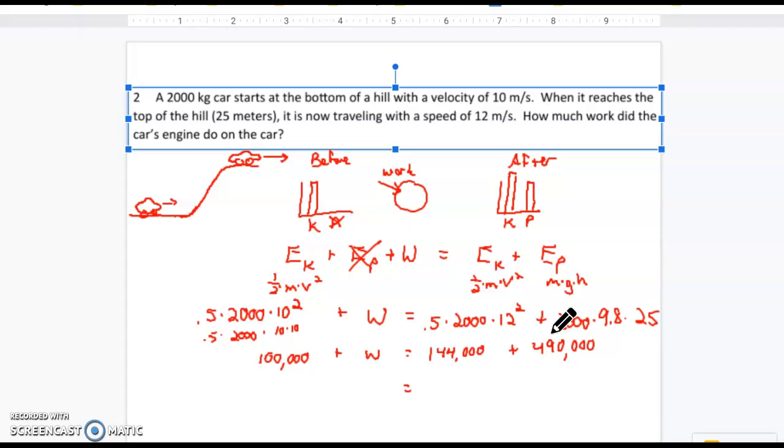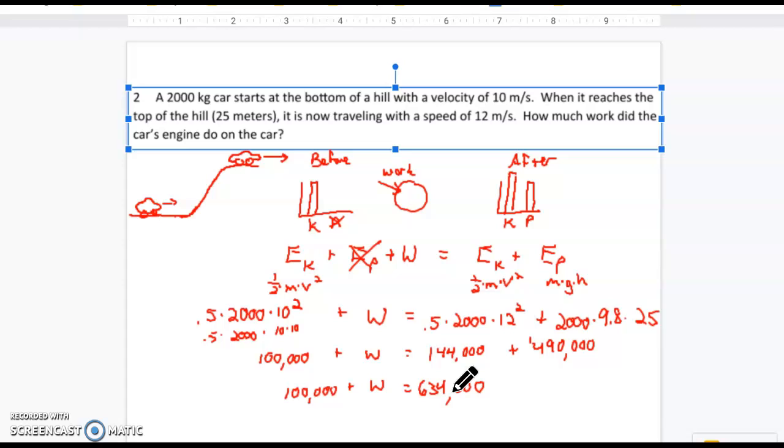If I do that, I will end up with, 4, 9 and 4, that's 3, carry a 1, I get 634,000 joules on this side, equals 100,000 plus the work done by the engine.